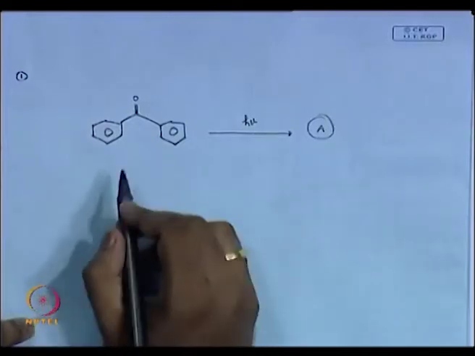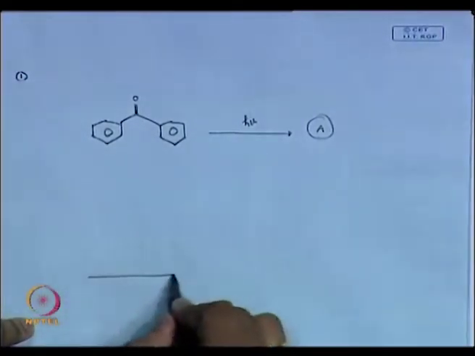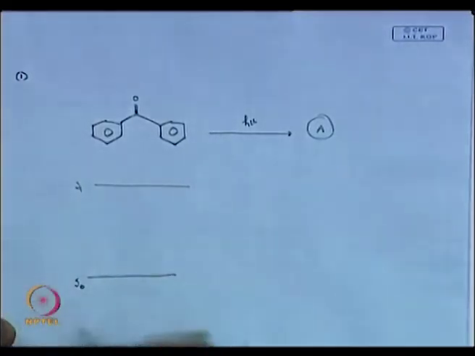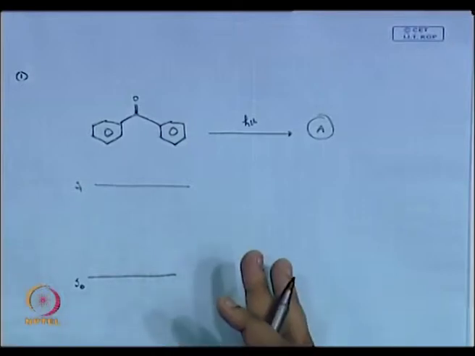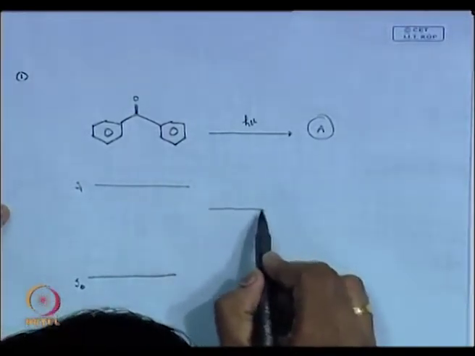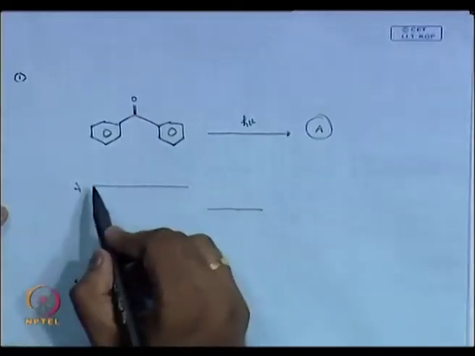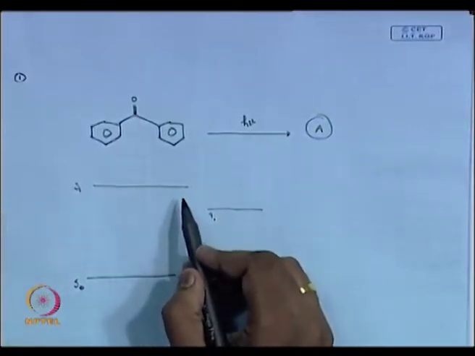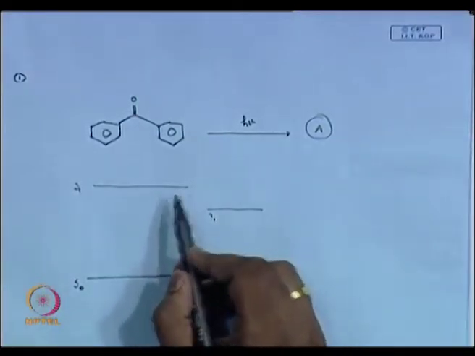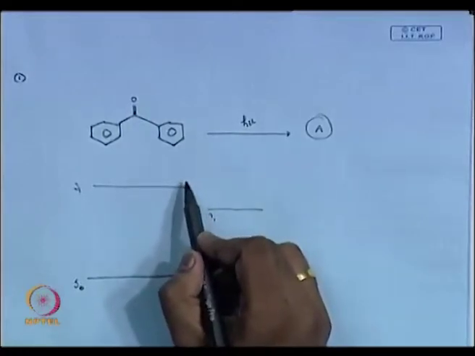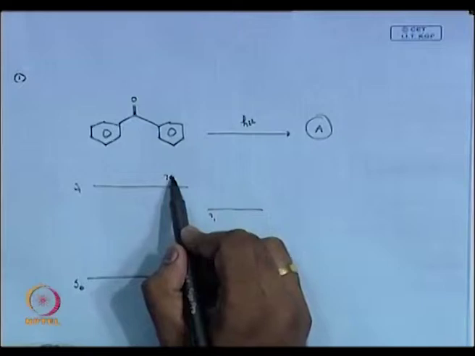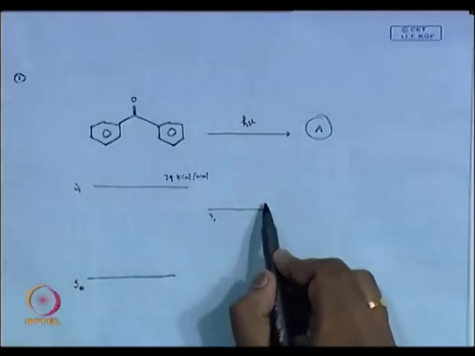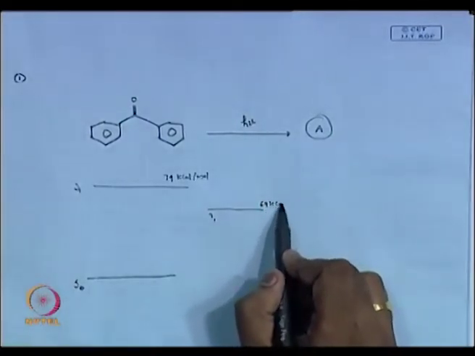So, what I do is that I take this benzophenone. I know the energy values of benzophenone, right. So, what is the S1 energy value of benzophenone? Any idea? You have studied that? Excited singlet energy of benzophenone is 74 kilocalories per mole, and your triplet is 69 kilocalories per mole.